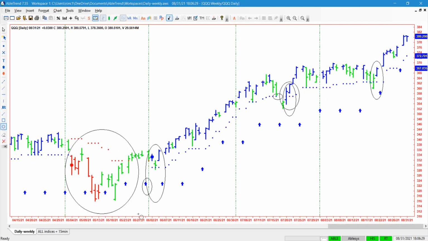Now that's a perfect no trade zone. Weekly support below, it's blue. Daily resistance above, it's red. Prices get stuck in the middle. That's a no trade zone. It means don't trade. It's too risky. Able Trend tells you when to get in, when to get out, and when not to do anything. Leave it alone, when it's saying it's too risky.